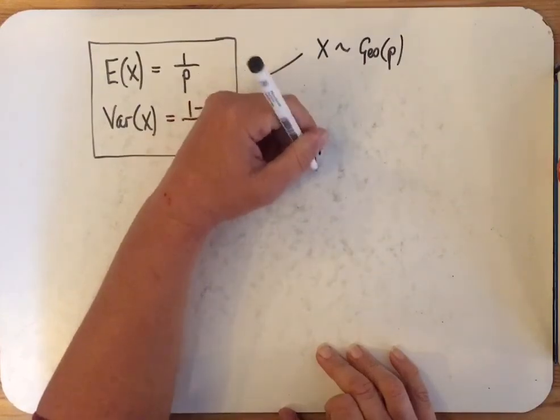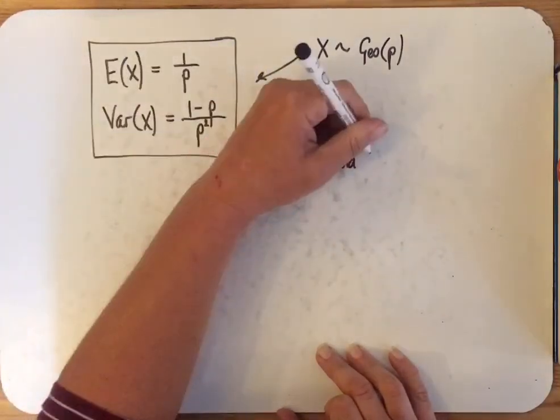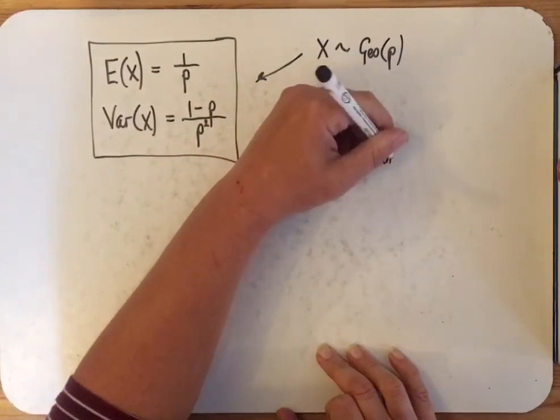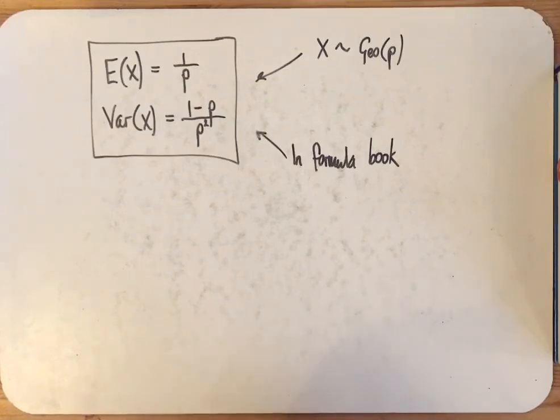What I'll do probably in my next video, because I'll run out of memory otherwise, is go over a couple of examples using these. And then that's kind of it for geometric. We have to do a little bit of hypothesis testing, but we won't do that yet.